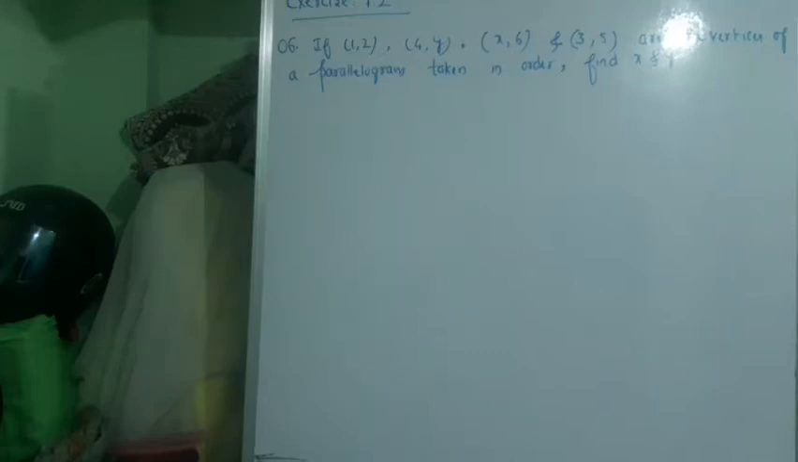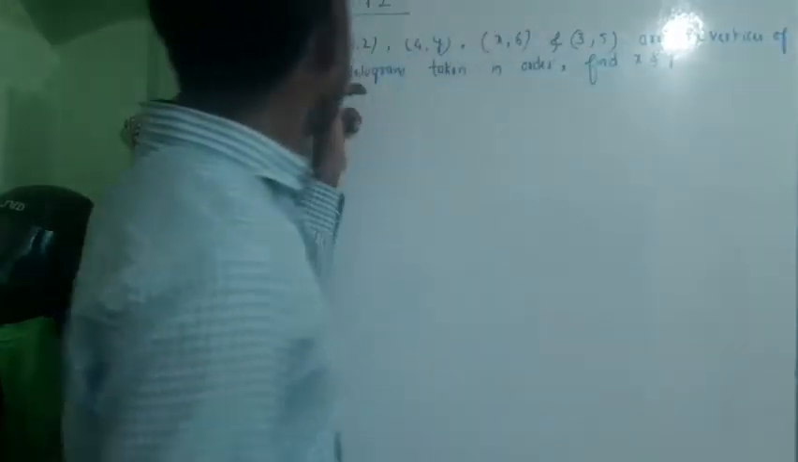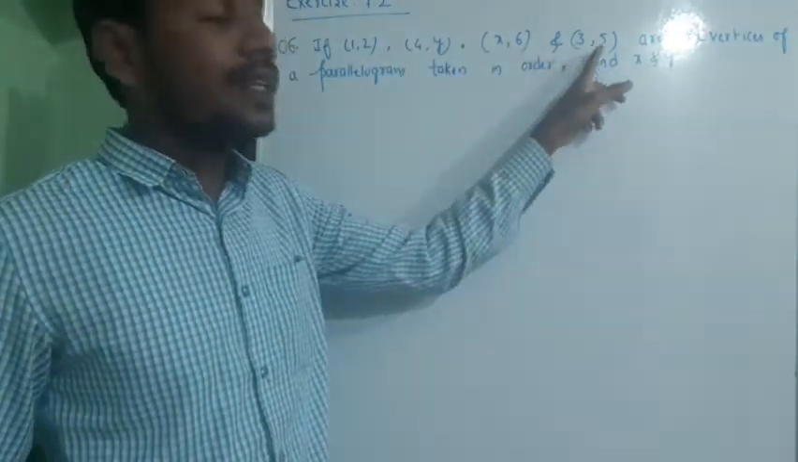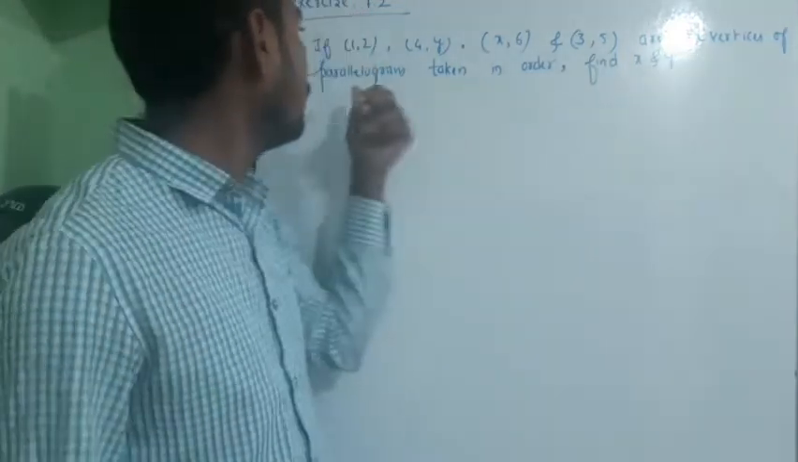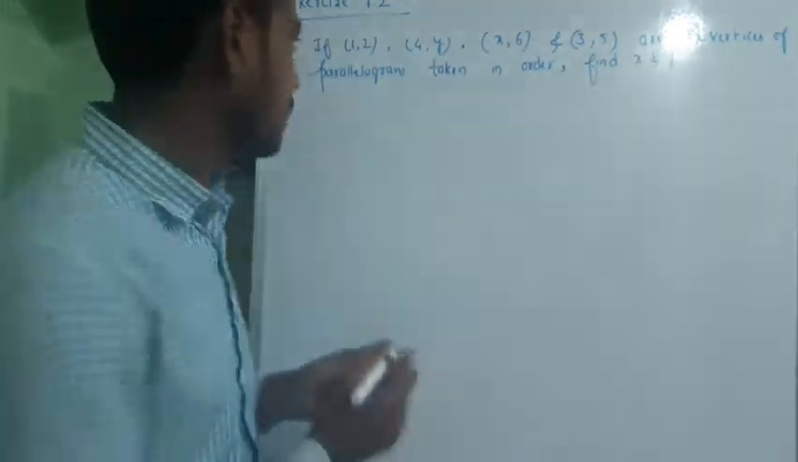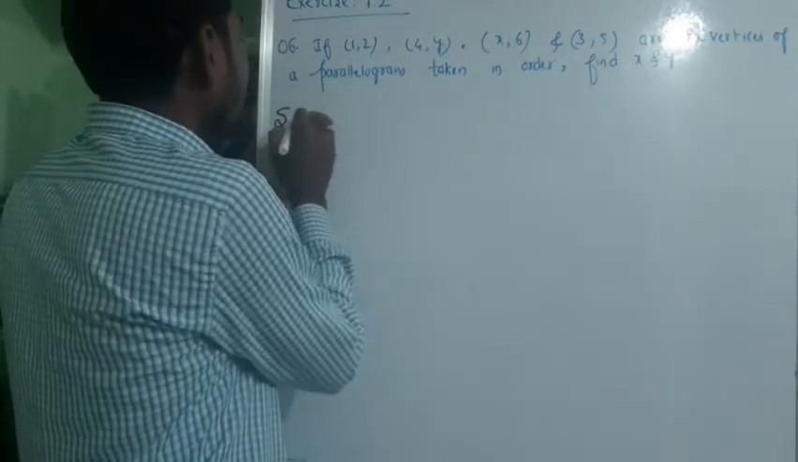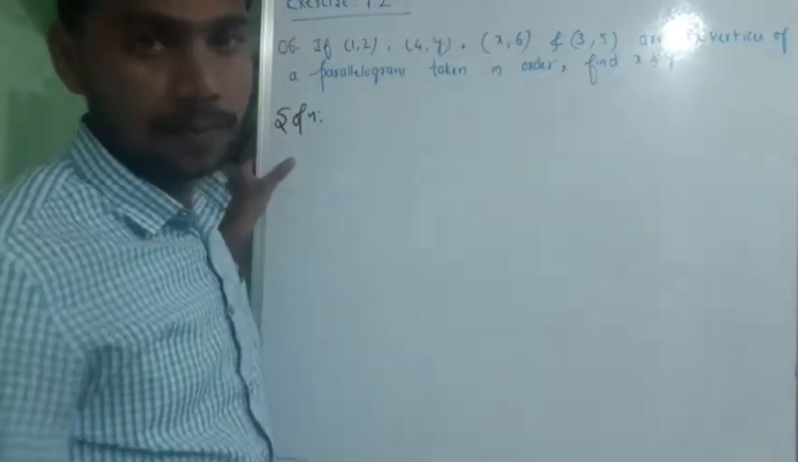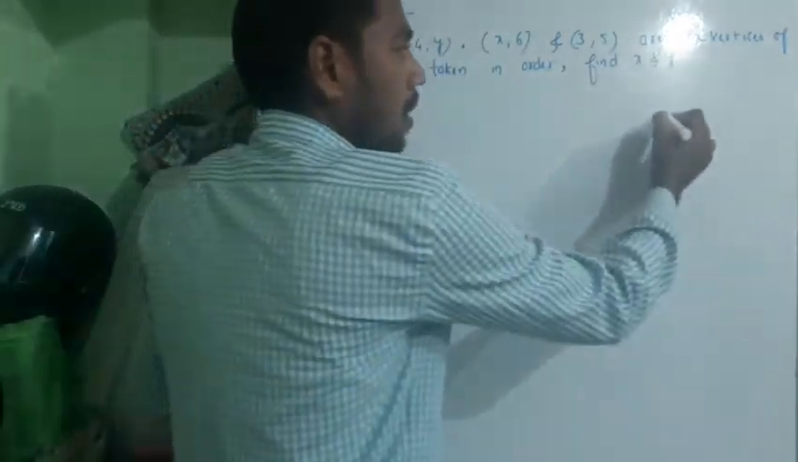So dear students, we'll continue with exercise 7.2. In that sixth question, if (1, 2), (4, y), (x, 6) and (3, 5) are the vertices of a parallelogram taken in order, find x and y. See, how can we proceed? What they're telling is that these are the vertices of a parallelogram. We'll draw a parallelogram.